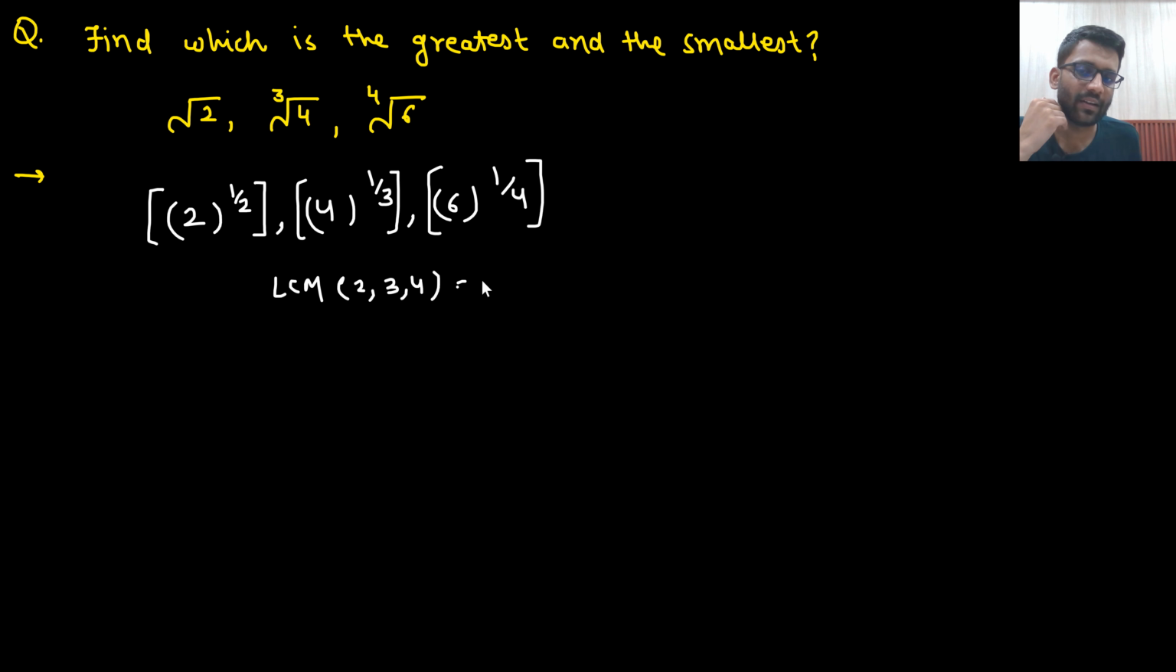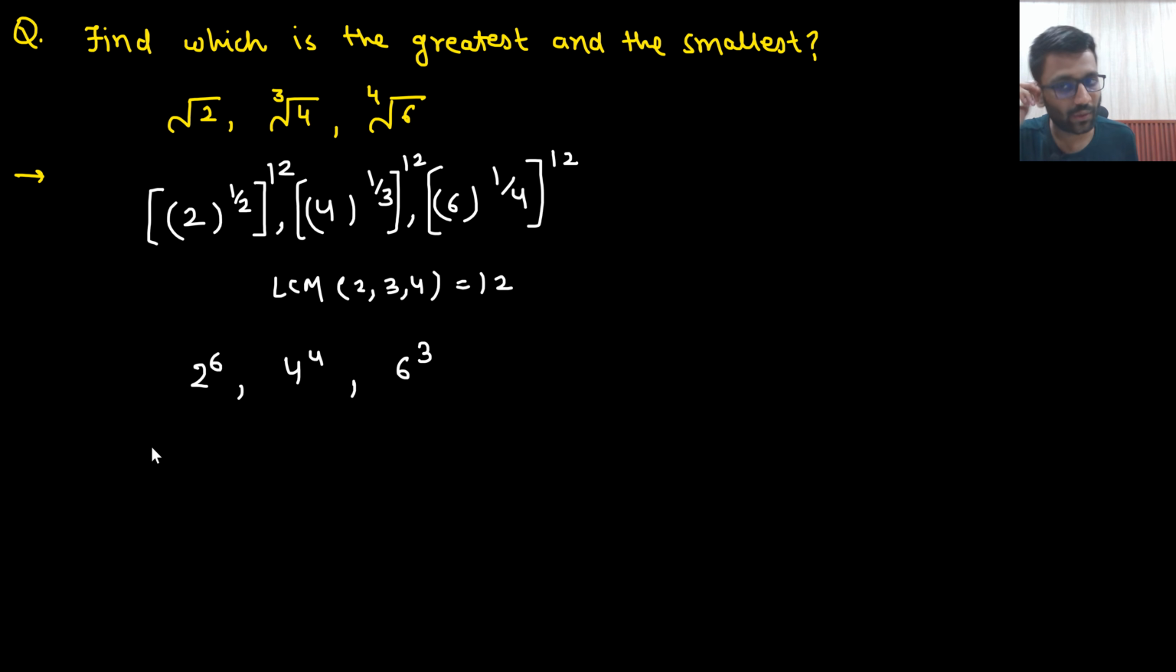What is that? 12. So if I take power 12, all will be converted into integers. This is what I wanted to do, and I have to take the same power only. So 12, 12, 12, the same power I am taking. So 2 to the power 6 it is becoming, 4 to the power 4 it is becoming, and 6 to the power 3 it is becoming. Now you can calculate this. What is 2 to the power 6? 2 to the power 6 is 64, right?